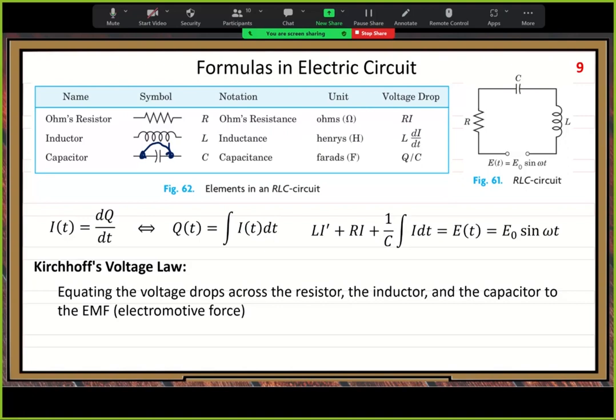Voltage drop of the L component, L times I prime, because di over dt is I prime. Voltage drop for this resistor, R times I. The third term, voltage drop for the capacitor, 1 over C, the Q, by this integral of the I function, equals this E function. How about that? Straightforward translation, right?